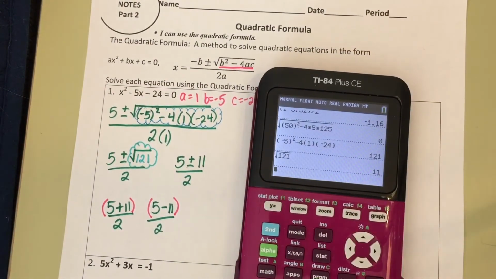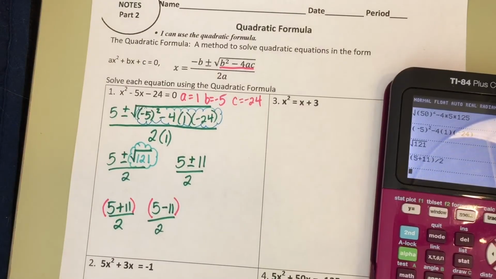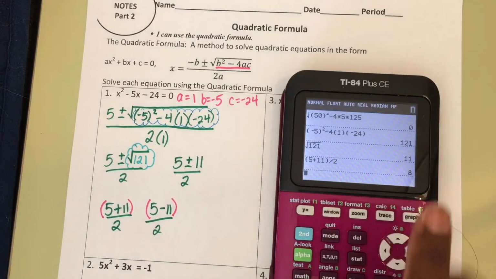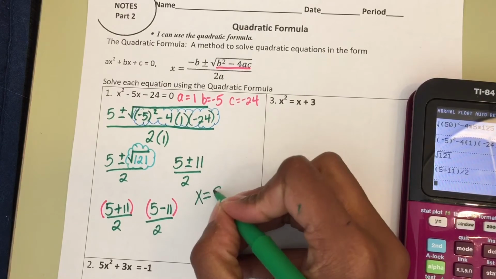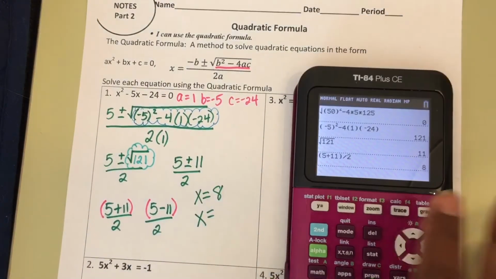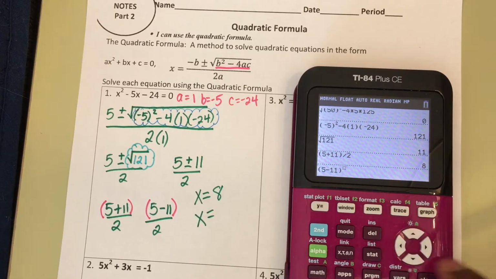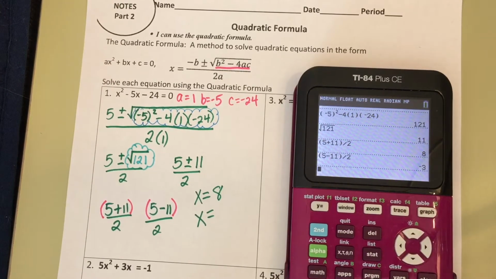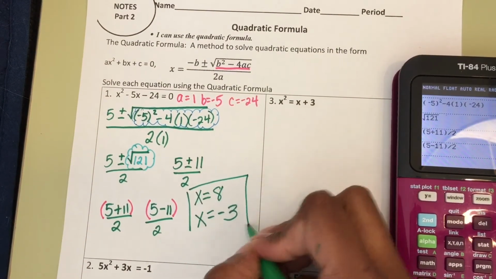So when you go to do this, 5 plus 11, and then divide by 2. Okay, so you get, sorry, I moved that probably too fast. So then you get 8. So I have that x equals 8. That's one of my answers. And the other answer will be x equals, and so I can do 5 minus 11, divided by 2, and then I get -3. Those are my two answers.